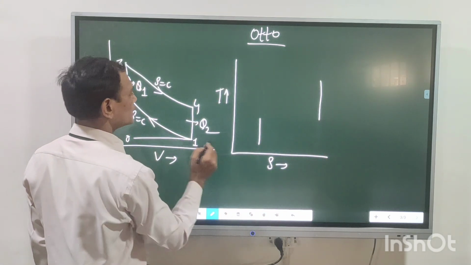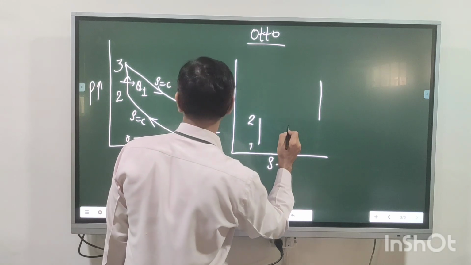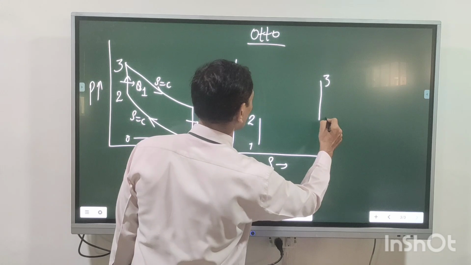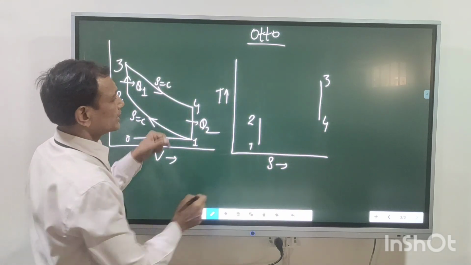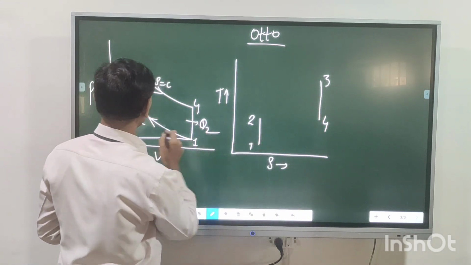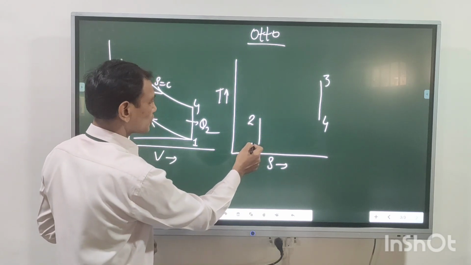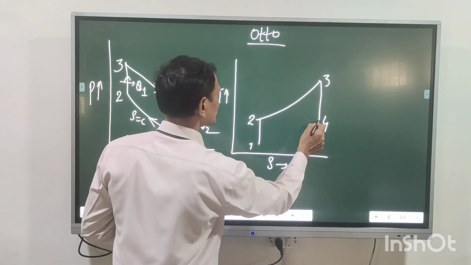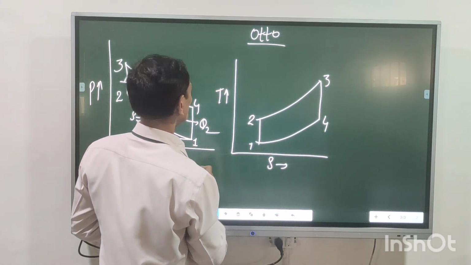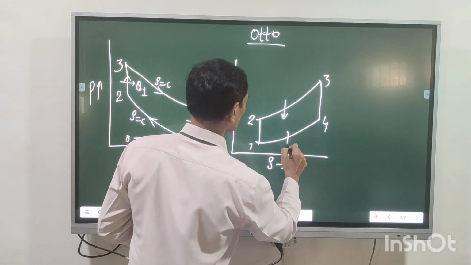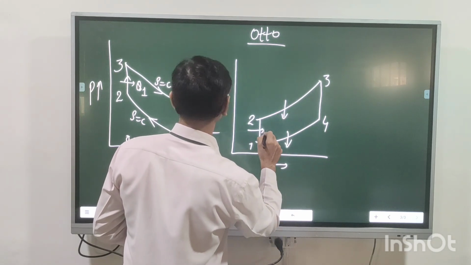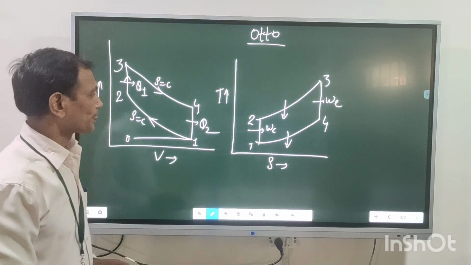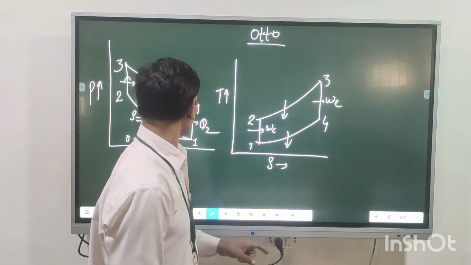So in 1 to 2 compression, and 3 to 4 expansion, entropy is constant in the isentropic process. 2 to 3 is heat addition and 1 to 4 is heat rejection. Here is compression and here is expansion. Now let us look inside this.